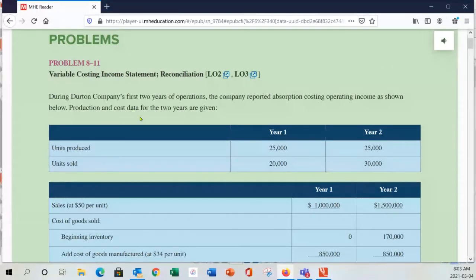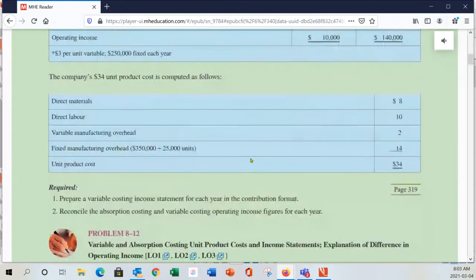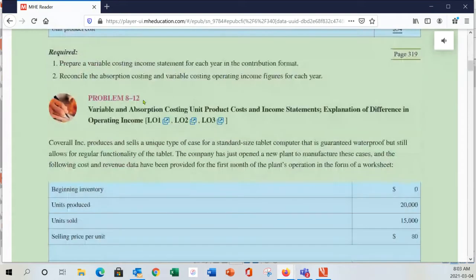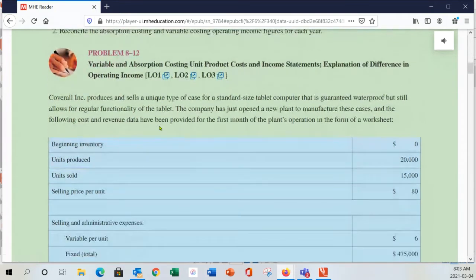Okay, so we have Durton Company. Company reported absorption costing, operating income is shown below. Sorry, 8-12, I said, didn't I? I say that one doesn't look familiar. So 8-12, variable absorption costing. So we have Coverall Inc. I think we're on the right one now.